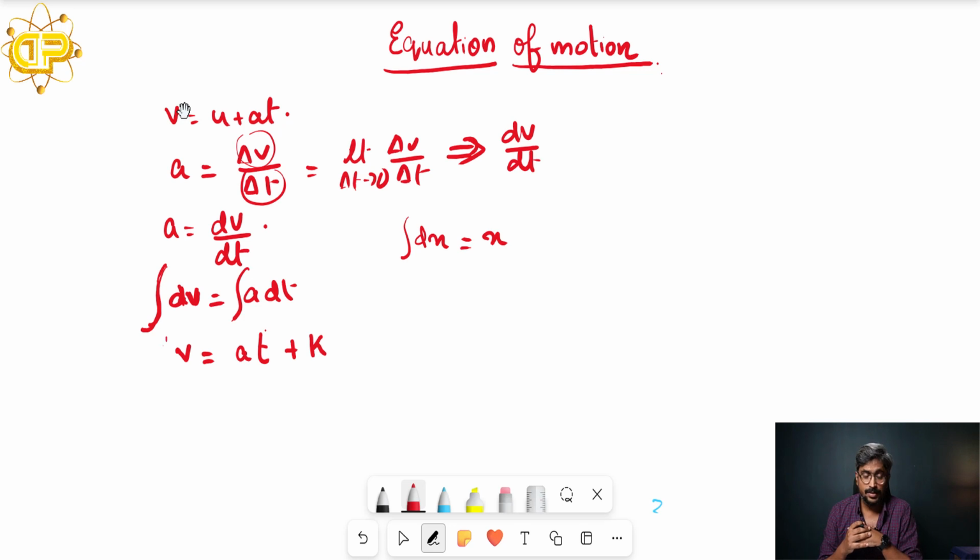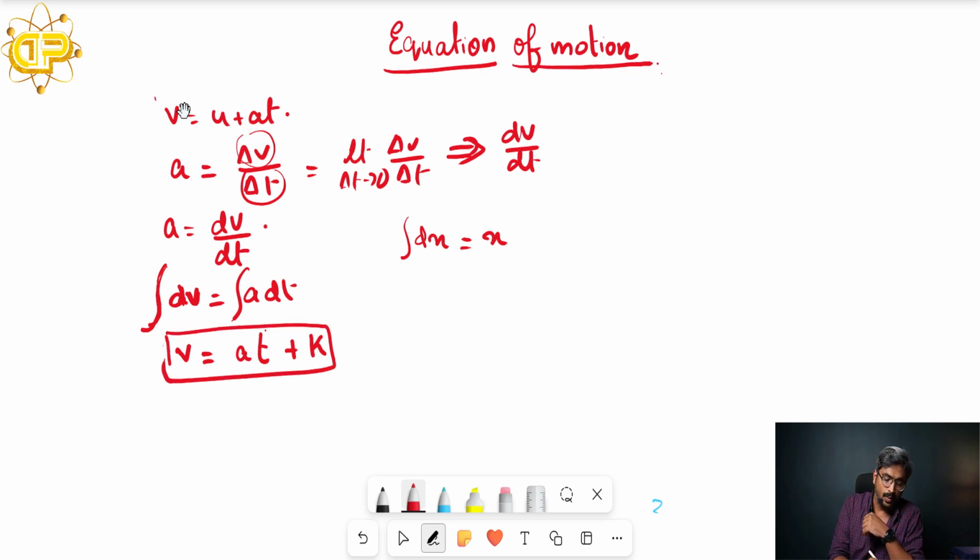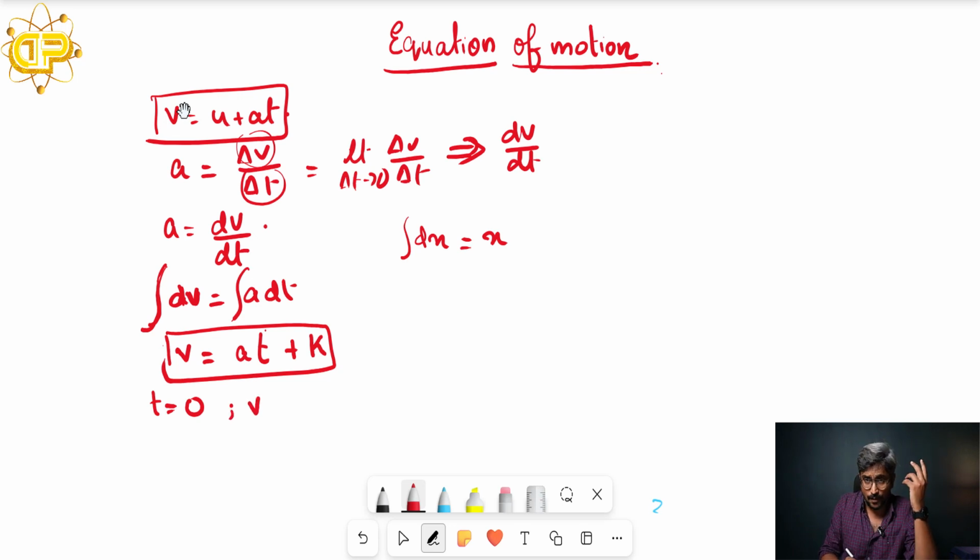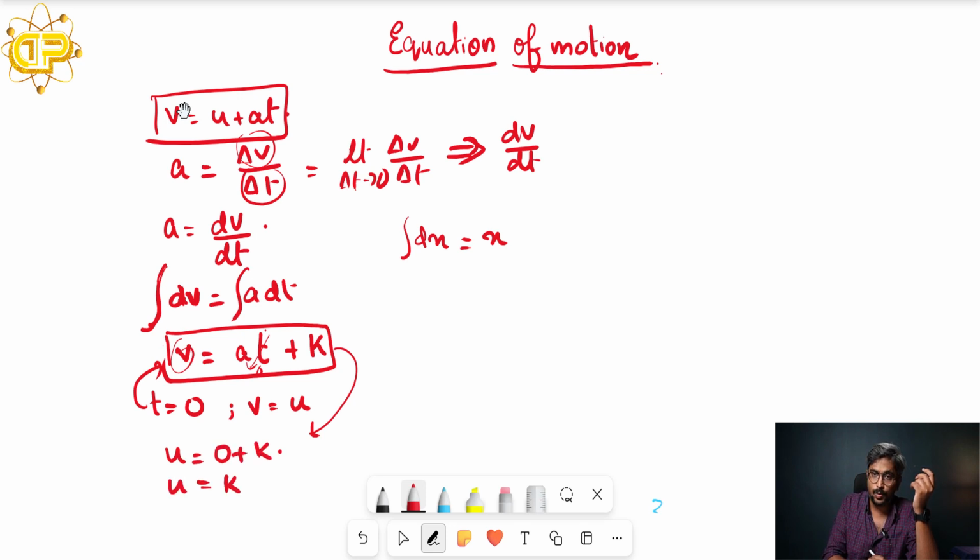This is not the equation which we want, so we will use a substitution method. At time t is equal to 0, v will become u, the initial velocity. If t becomes 0, then v becomes u, and the equation changes to u is equal to 0 plus k, that is u is equal to k. So we get the value k is equal to u here.